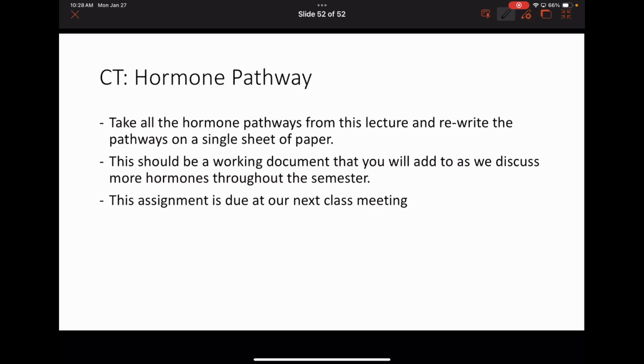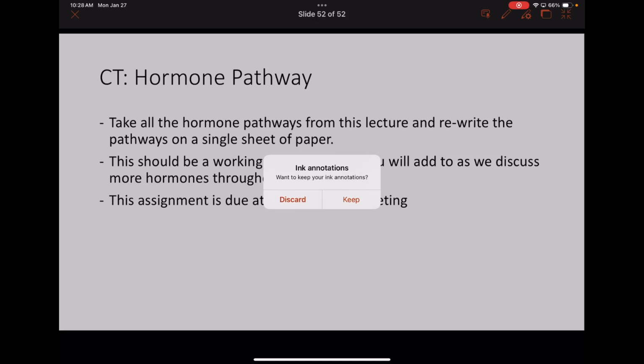Okay, so those are your two bits of homework. For lab today, we're going to go through the first part together, and then the rest of it you should be able to figure out because we talked about it already during lecture.